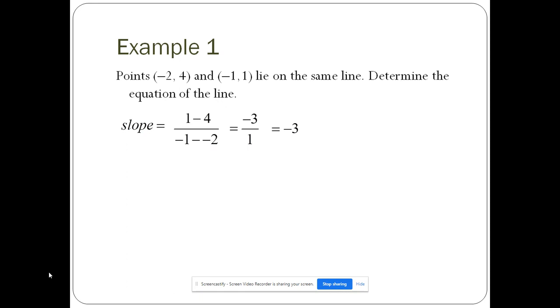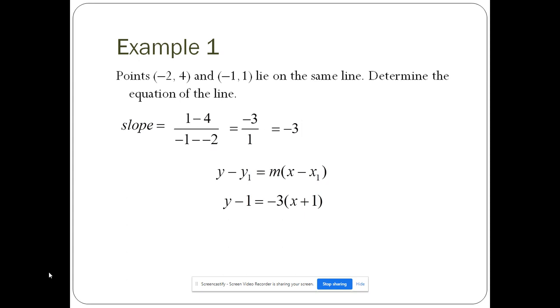Now remember, we're trying to find the equation of that line. So we're going to use point slope form. And why? Because we're not given the y-intercept, so that might not be the easiest form to use. However, we do have the slope, and we do have 2 points actually. We don't need 2 points, we just need 1. So we're going to plug in -3 for m, the slope, and then I'm going to use -1, 1 for x1 and y1. So that's going to be y minus 1 equals -3 times x minus -1. So x minus -1 is x plus 1.